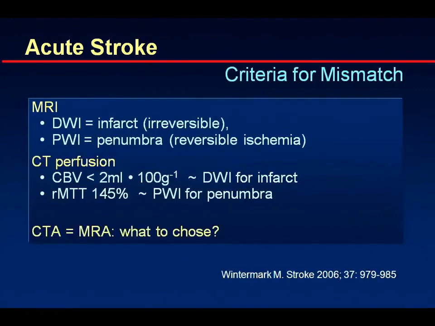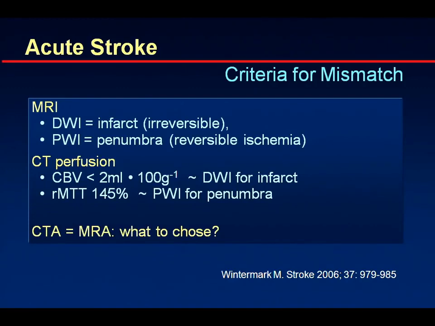And for the MTT, if the MTT on the affected side is more than 145% of the MTT on the non-affected side, then that is the area where you find the penumbra. So in other words, the MTT, the transit time, is enlarged by 45%. This area is seen as the tissue that is potentially in danger.